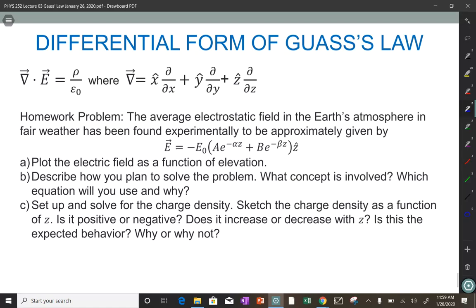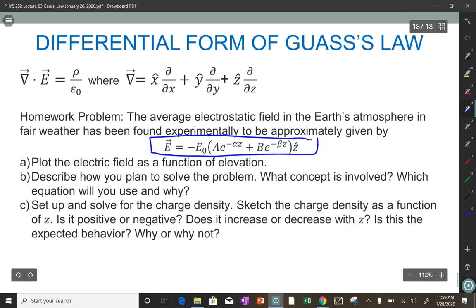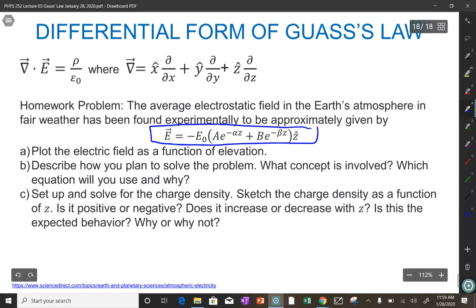The Earth's atmosphere in fair weather has been, if you're having an electrical storm, obviously it's different, found experimentally to have this functional form, where E0, A, B, alpha, and beta are experimentally determined constants. I actually tried to look up what those were. I found a reference that has all kinds of information, but it didn't actually have numbers to go with this. So I put it there so you can look at it if you want.